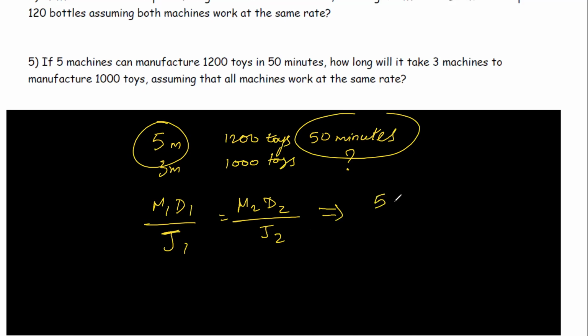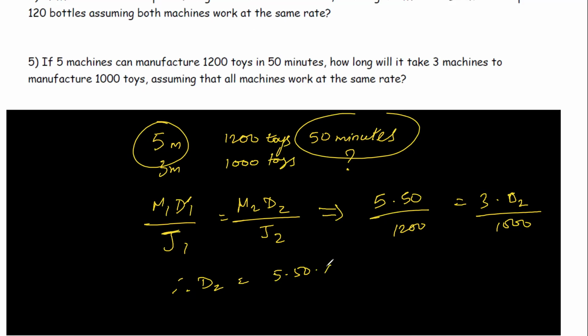So we have 5, 50 for the time, days is time. 5 machines, and the job is 1,200. Then 3 machines will take how much time? So this is D2, you can say, upon 1,000 toys. So therefore D2 is 5 into 50 into 1,000 upon 1,200 into 3. Correct? So these two zeros go with these two zeros. And then we have 12.